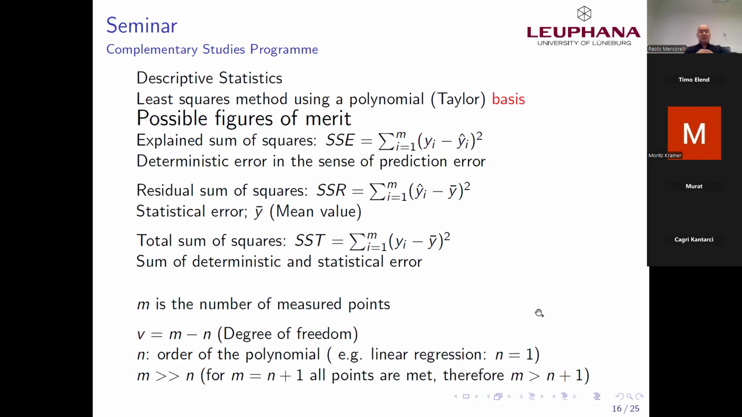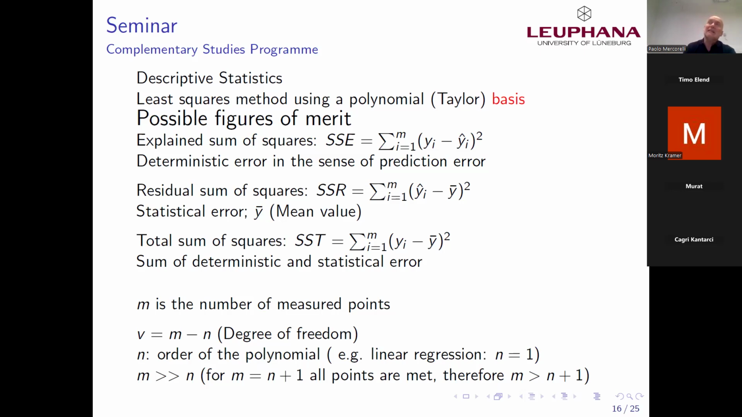Now, very important for today, because I would like to go more in depth on the concept of statistical and deterministic error, and in particular, the cost function idea, because the cost function characterizes the solution. Look here. Possible figures of merit, but not the unique one.